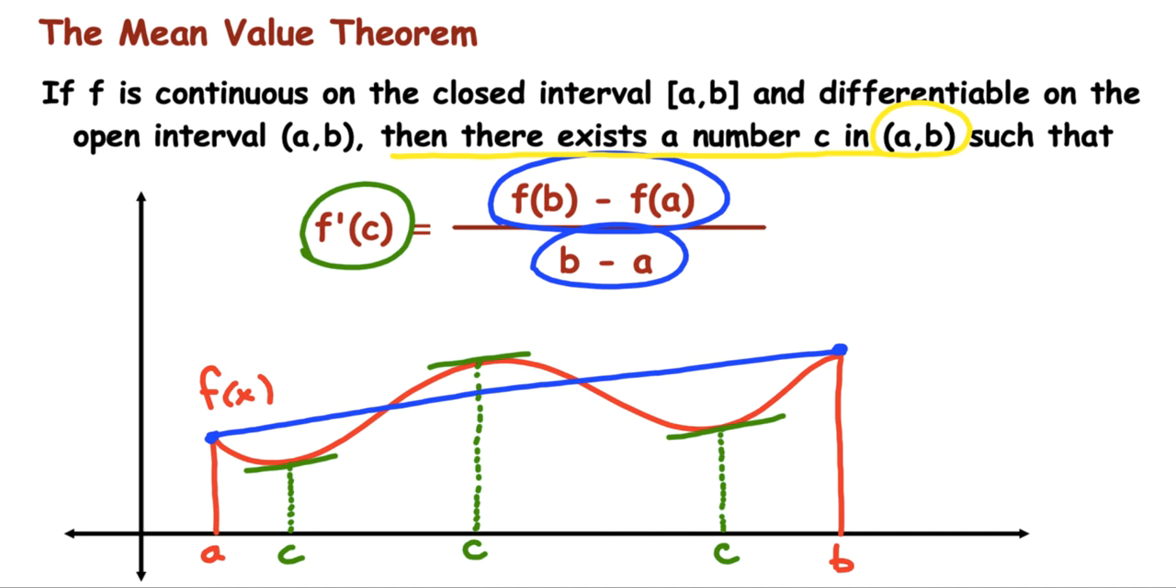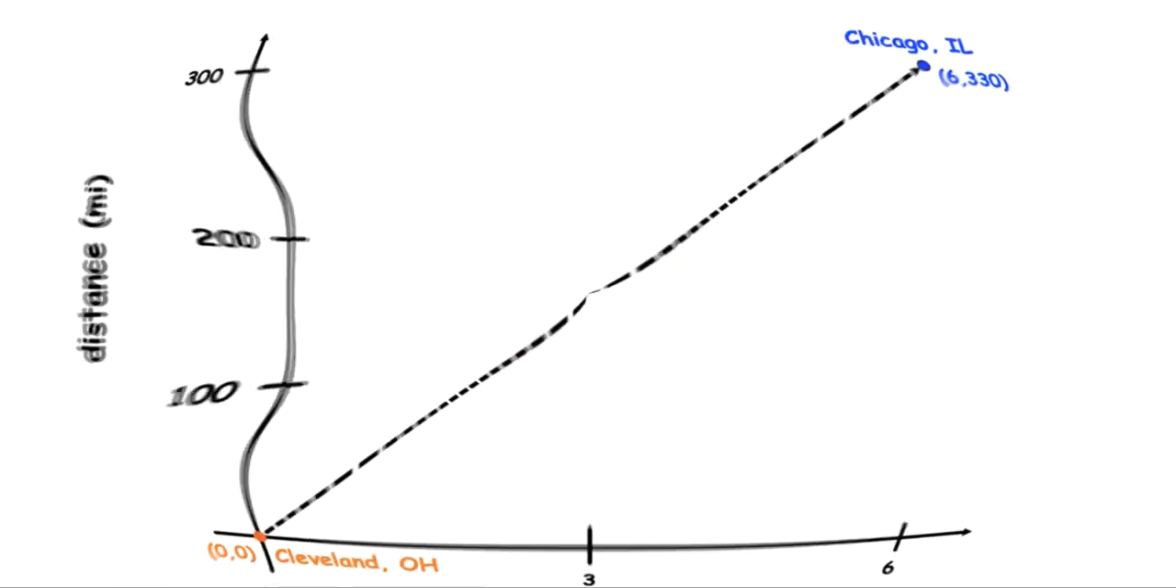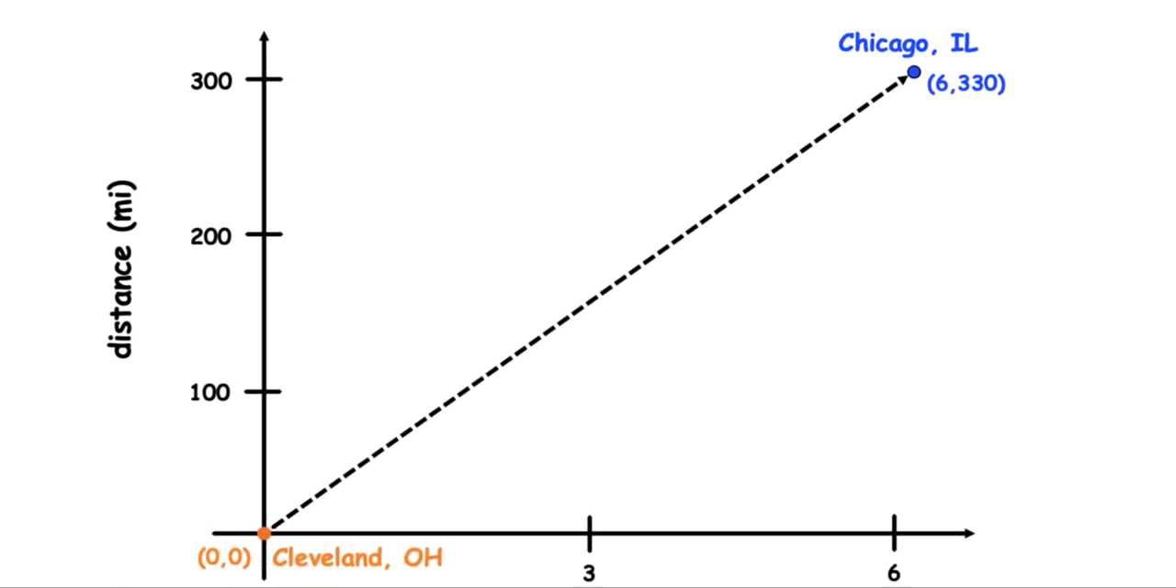Okay, let's do a practical example of MVT. We're going to take a road trip from Cleveland to Chicago. Why not? All right, Chicago is 330 miles away. I know because I've made the drive many times. So let's say we start right downtown in Cleveland at Public Square.